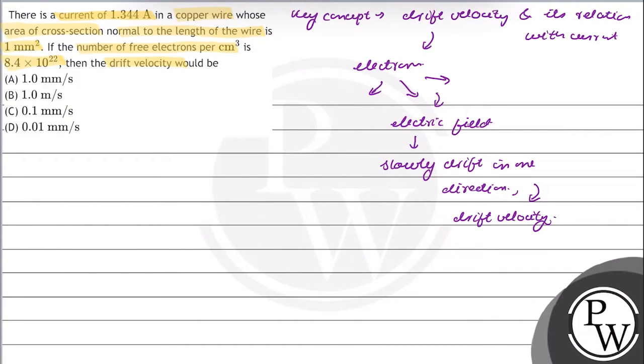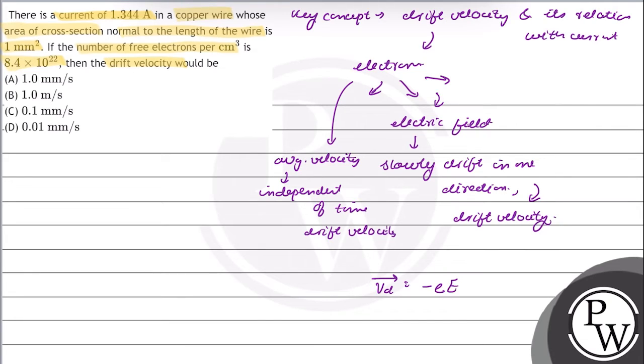So drift velocity can be defined as the average velocity, independent of time, with which charge carriers like electrons move, and this phenomenon is called drift. The formula for drift velocity is v_d vector equals minus small e capital E vector upon m, times tau, where tau is the relaxation time, the time between successive collisions.